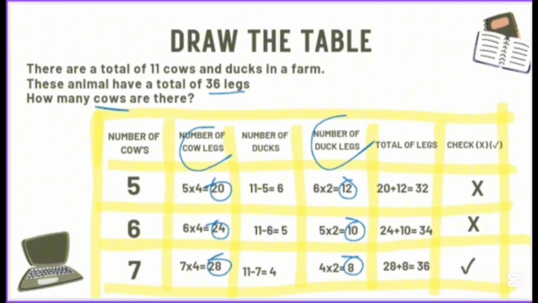Let's try 7 cows. If there are 7 cows, the total number of cow legs would be 7 times 4 equals 28 legs. This leaves 11 minus 7 equals 4 ducks. If there are 4 ducks, their total leg count would be 4 times 2 equals 8 legs. Now, adding the legs together, 28 cow legs plus 8 duck legs equals 36 legs, which matches the problem's requirement. So, the correct answer is that there are 7 cows.